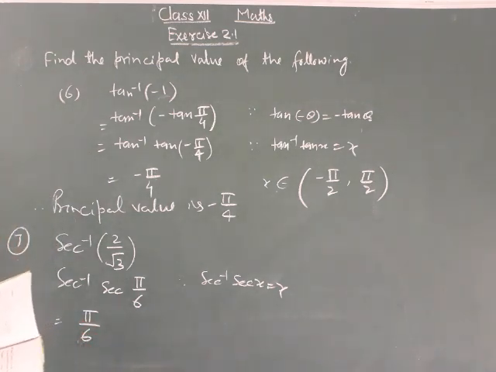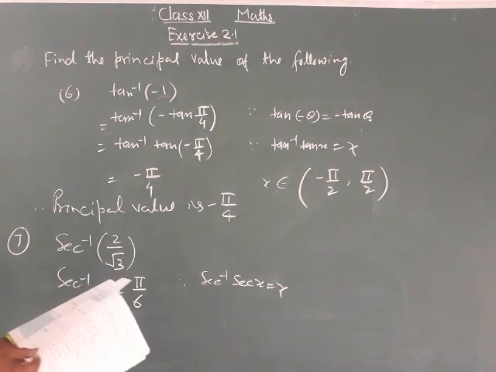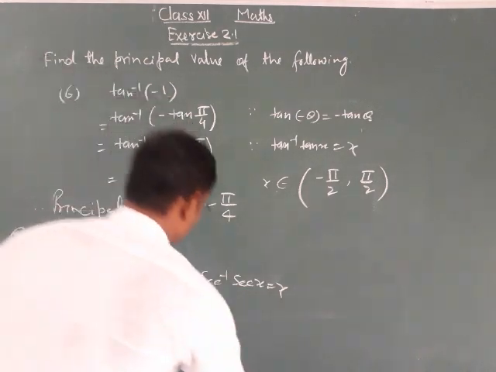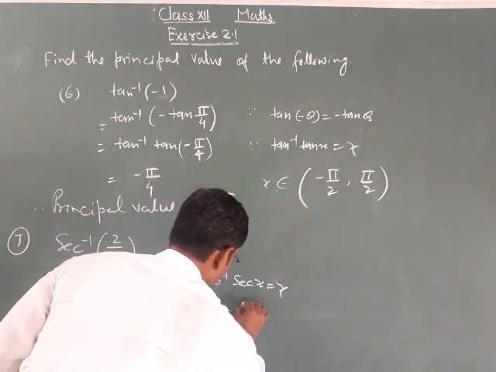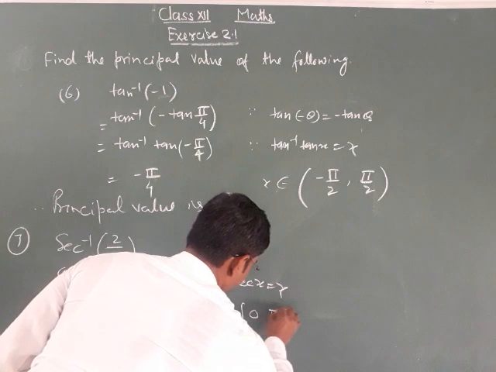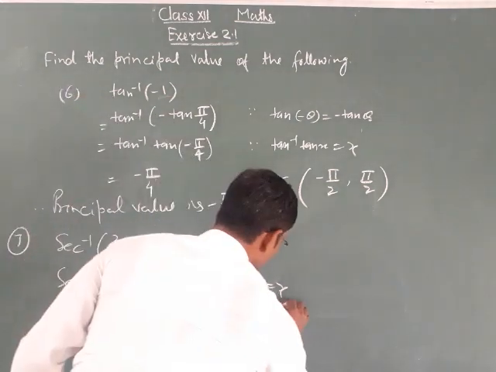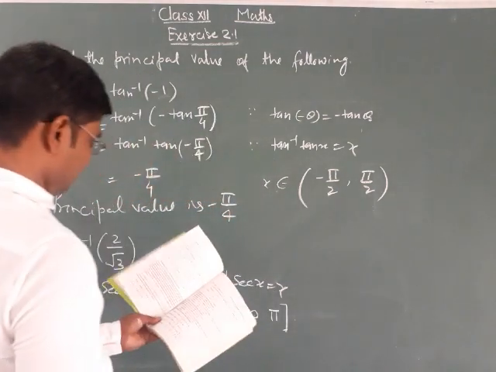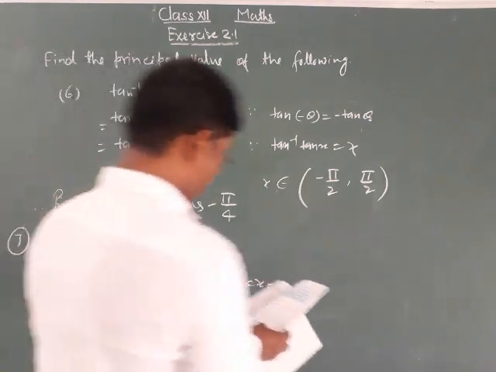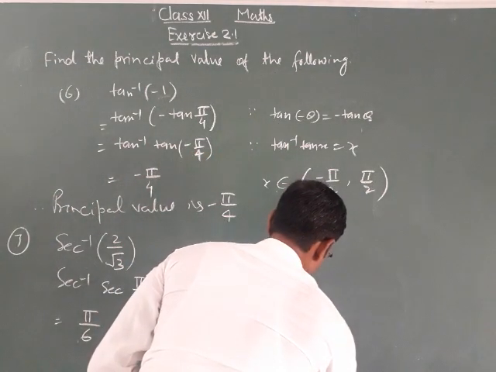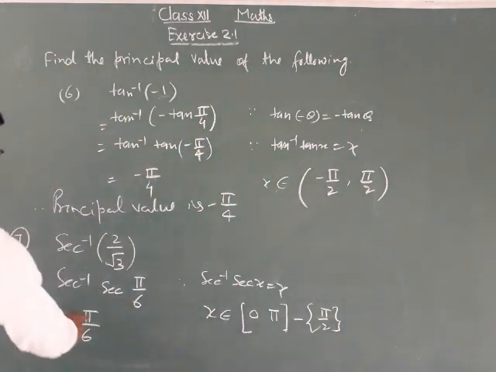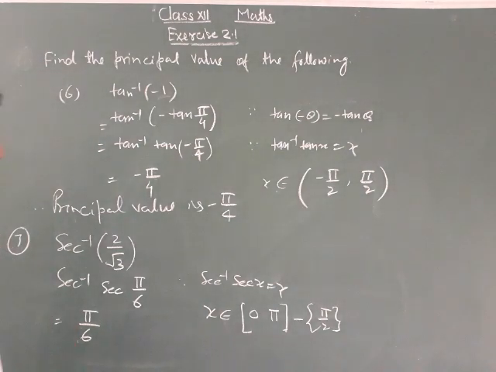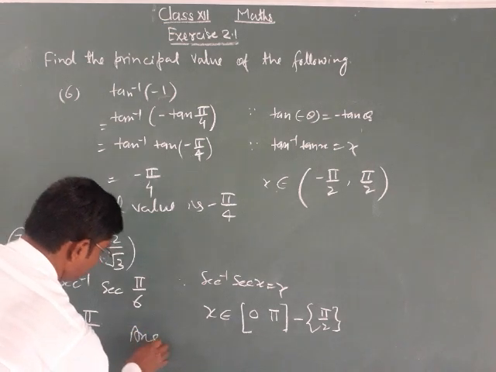So the principal value, x belongs to 0 to pi, pi not included, minus pi by 2. So pi by 6 lies between them. So this is the answer.